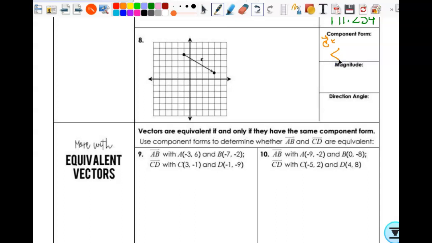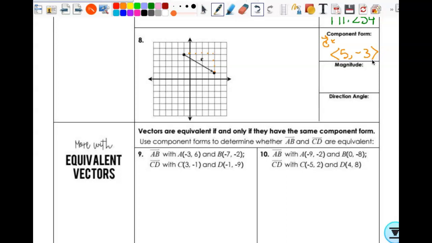All right, so my vector form is a pointy bracket form. You count it just like you do slope. Here's where I start. I'm going to go to the right. 1, 2, 3, 4, 5. Since I went to the right, it's positive, so it's a positive 5. And then I go down 1, 2, 3. That makes that a negative 3. That's my component form. Okay. Then from that, you can find magnitude and everything.